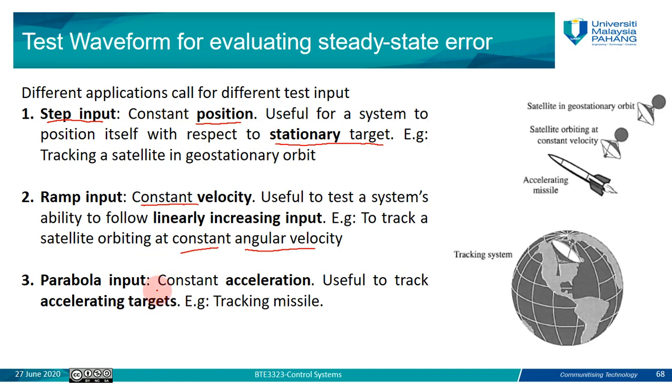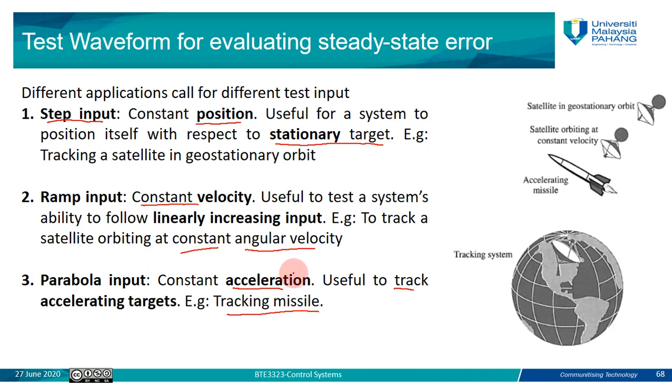If we have, for example, a system which has constant acceleration, we are going to use the parabola input function. In this case our focus will be more on how the speed of the system is increased. It's not a fixed speed, it is an accelerated speed. So it's useful to track an accelerating target, in this case like tracking missiles. These three types of systems are examples of the three types of input function to test the control system.